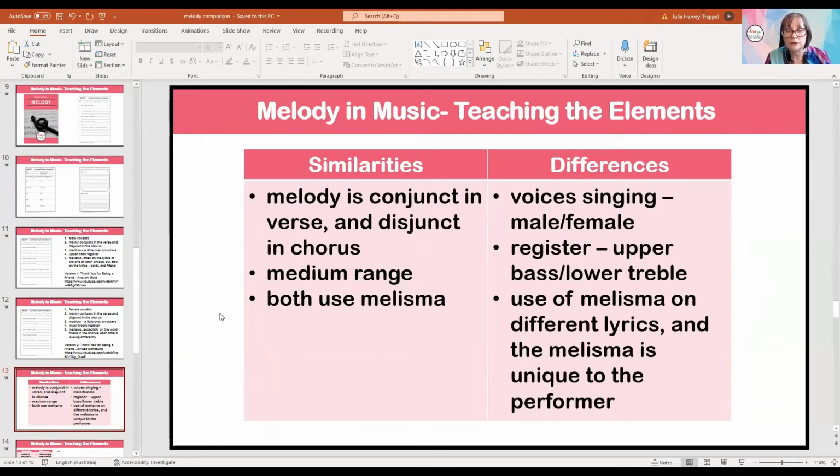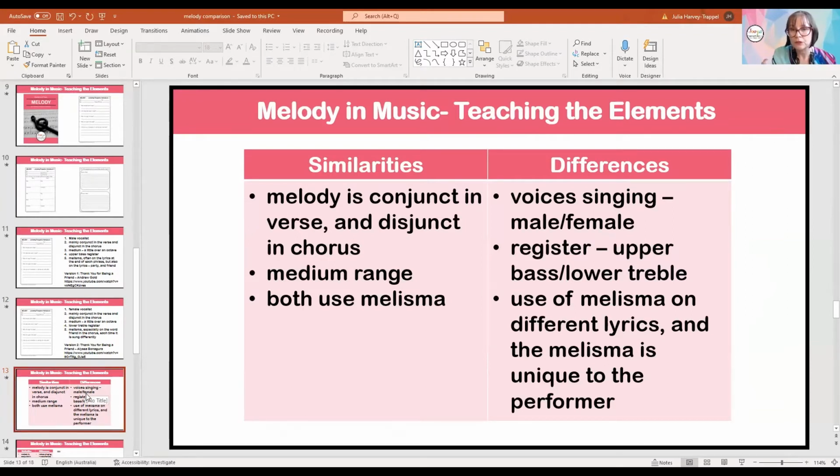The differences, though, are the types of voices singing. We've got one male, one female. The register they're singing in, upper bass, lower treble. Okay, there's a little bit of crossover, but still different. And also, even though they both use melisma, it's on different lyrics, and it's quite unique to each performer how they're actually doing the melisma. So again, this is just drawing this out. I would ask the kids, I'd make sure that they understand what is the similarity, what's the difference, and why we are talking about those things.